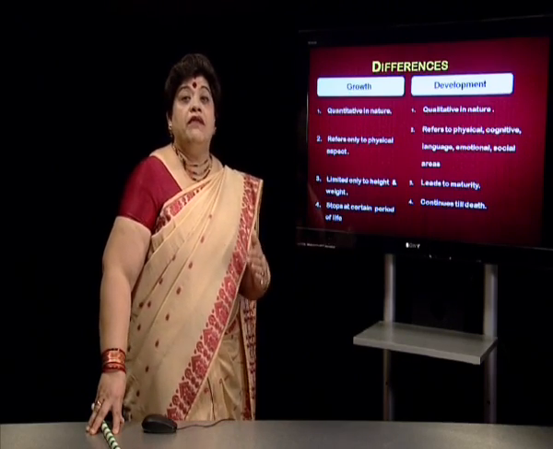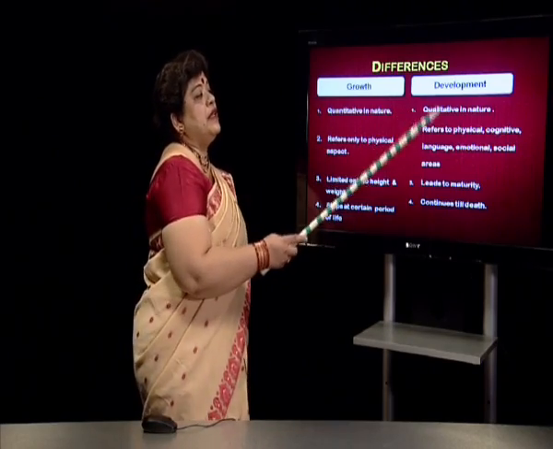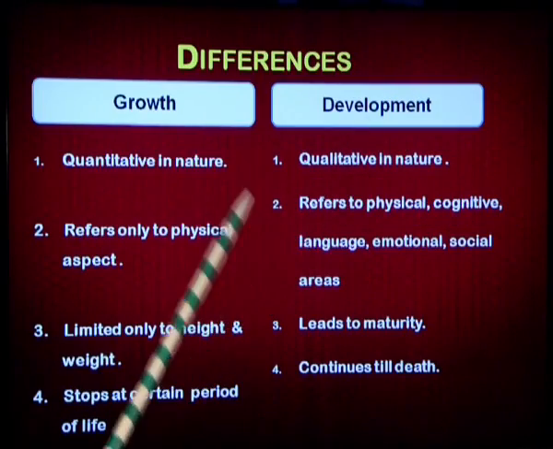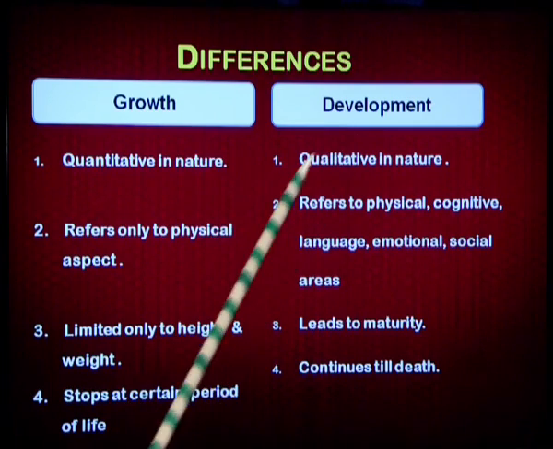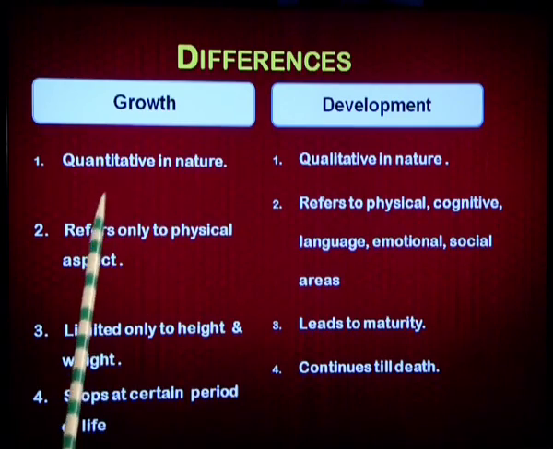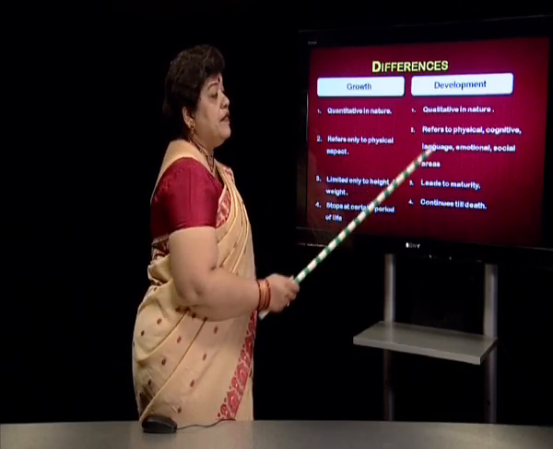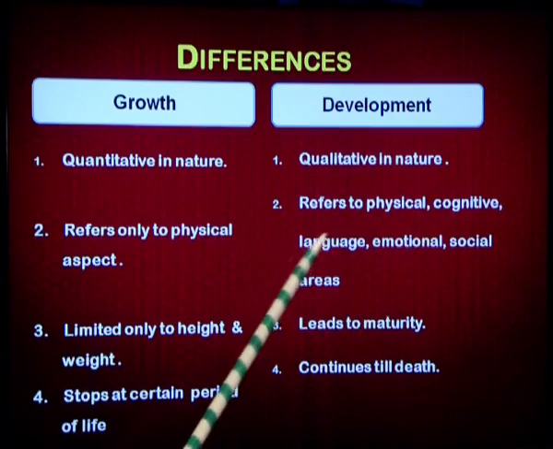But the way Mohan runs is different from that of Sohan. So that means there is a difference in the qualitative nature of the child. The running of the two boys is different because development has been different. Growth refers not only to the physical aspects, whereas development refers to physical, cognitive, language, emotional and social areas.